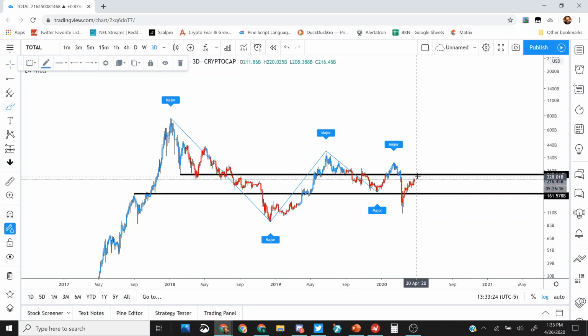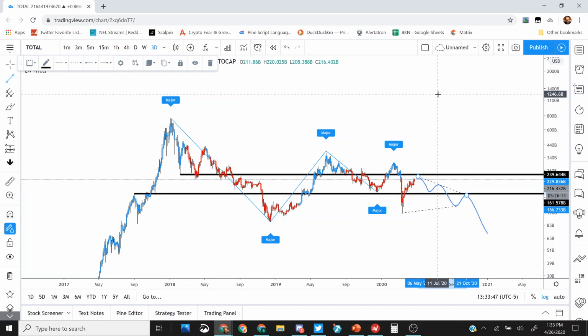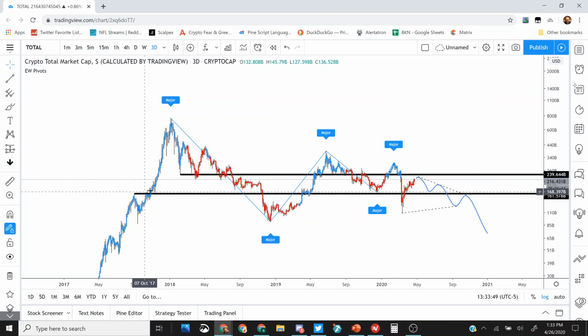My primary chart is like this, and it could take a while, it could move faster than that, but we could move into 2021 in some form or fashion like this. Essentially a contracting flat, lining up with these levels here.